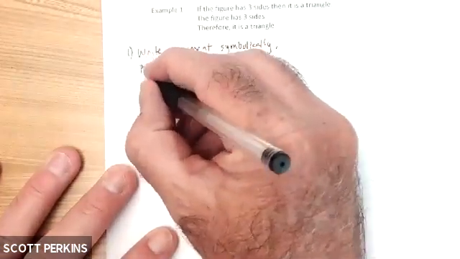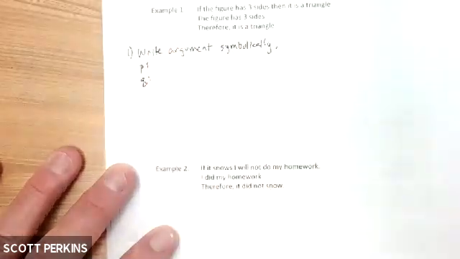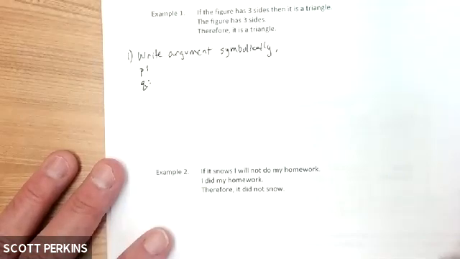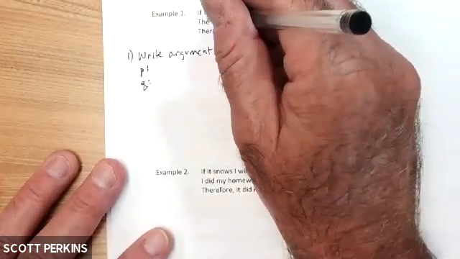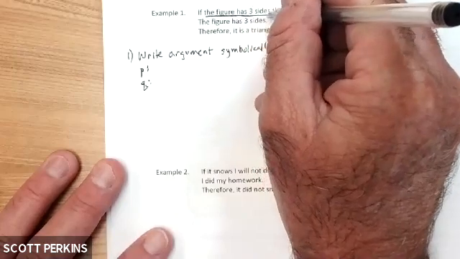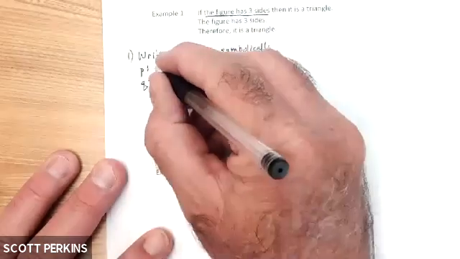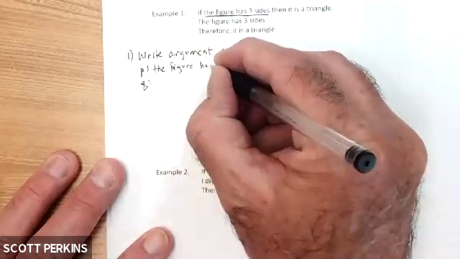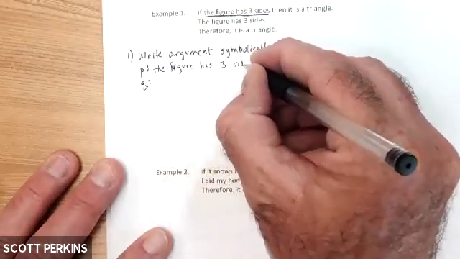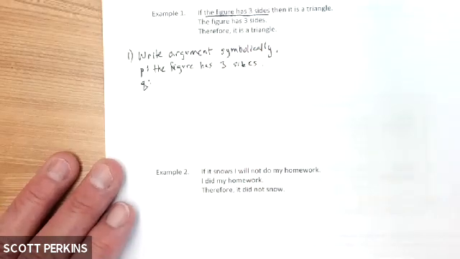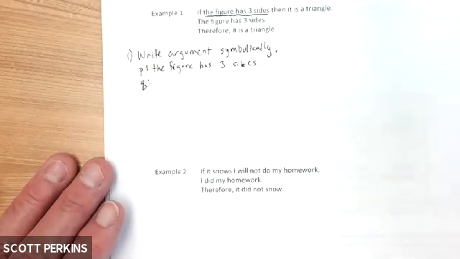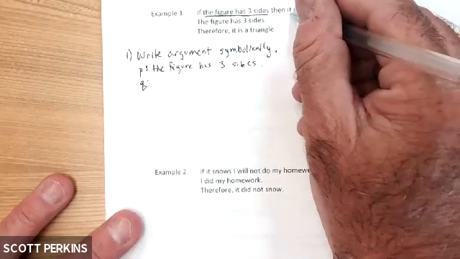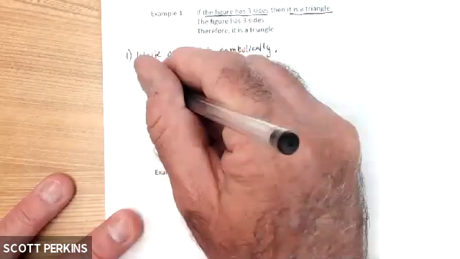You're an expert in this. We've done enough of these. What do you want to call simple statement P? Sure, the figure has 3 sides. That's kind of the first thing that we encounter up here in the top. So statement P will be the figure has 3 sides. Okay, what should simple statement Q be? Yeah, that's the second statement I encounter up here in the top. It is a triangle.